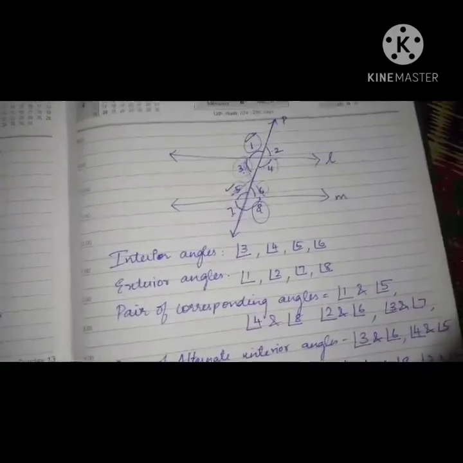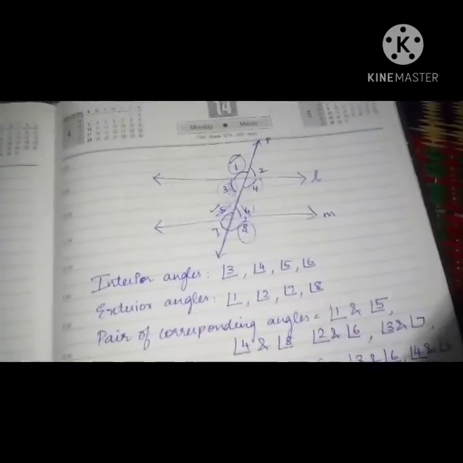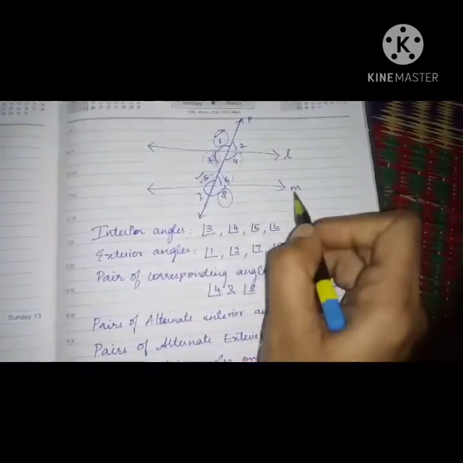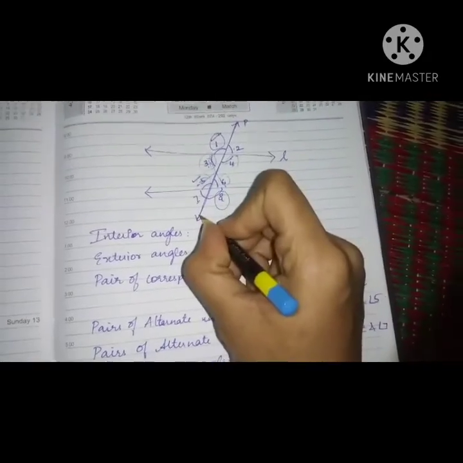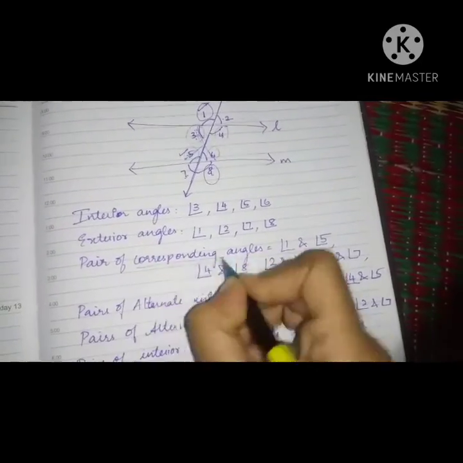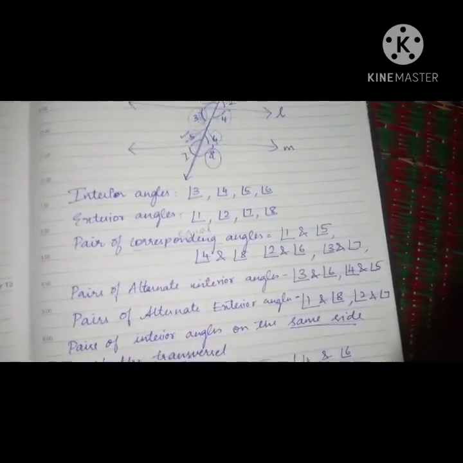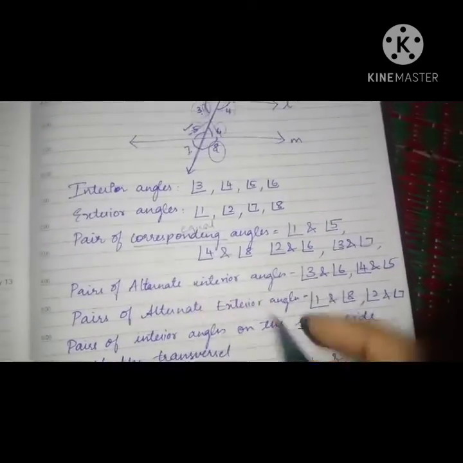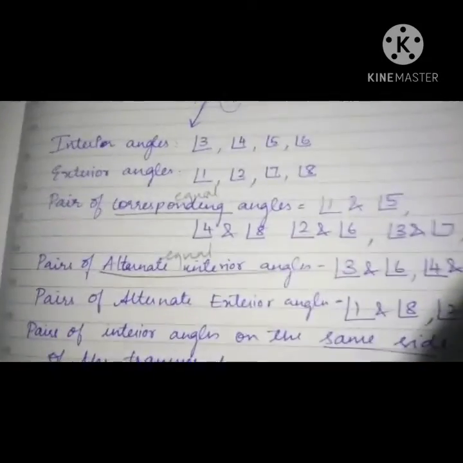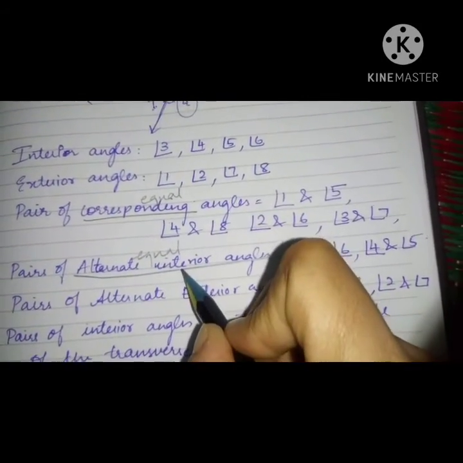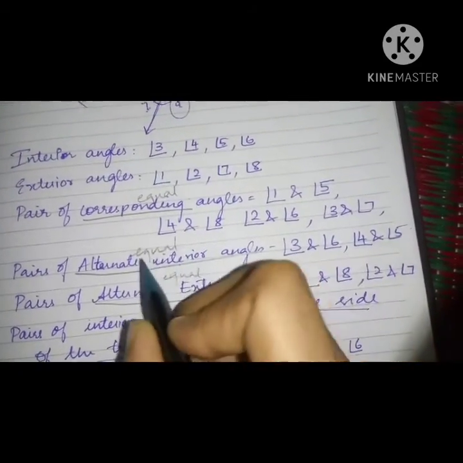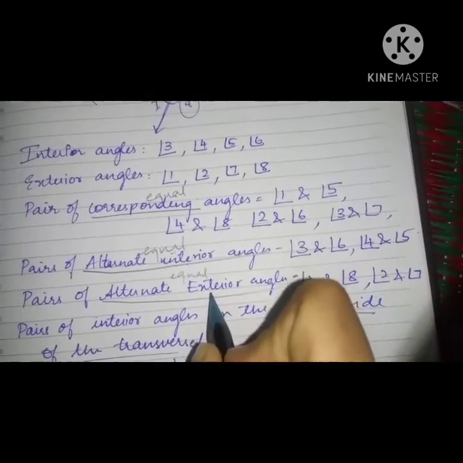Next topic is the rules which you are going to follow with this transversal. When two lines are parallel and there is a transversal over these lines, we can say that the corresponding angles are equal. Alternate interior angles are equal. Alternate exterior angles are equal.